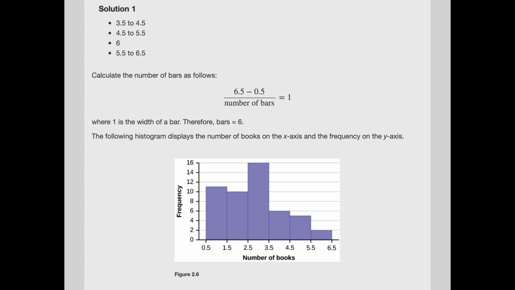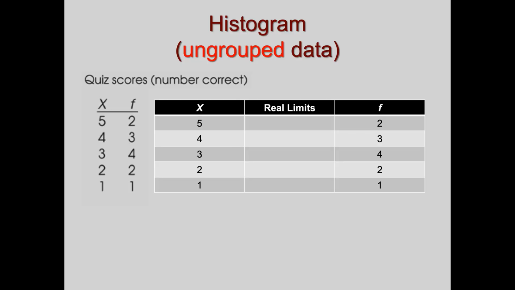The following histogram displays the number of books on the x-axis and the frequency on the y-axis. With a histogram, frequency is always, anything unclear about that? Always in or on the vertical column, the left column. Okay. All right. And actually, drawing the histogram is pretty easy. I mean, you just put the plots up there. It's kind of like drawing the bar graphs before.